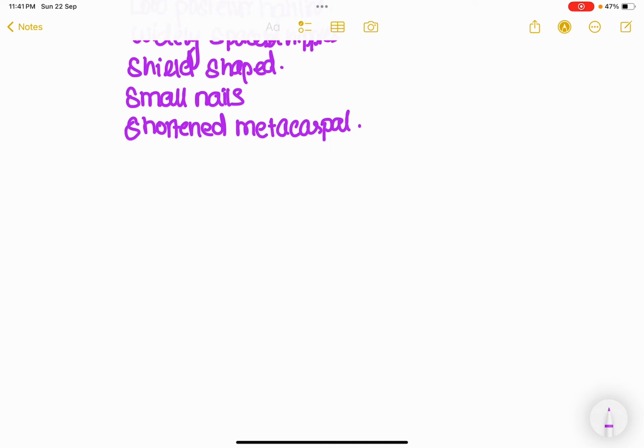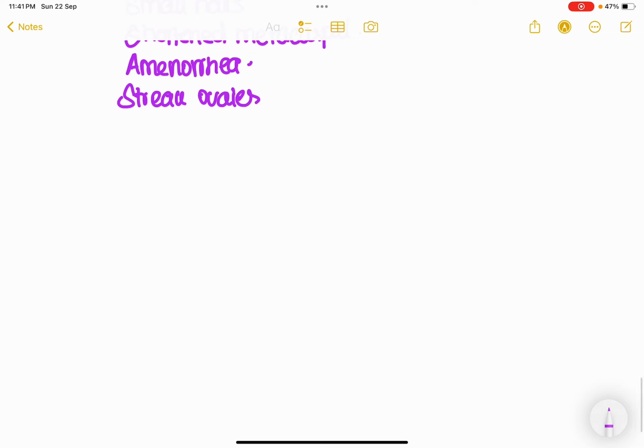And since the uterus is hypoplastic, the patient will never have any menstruation. So amenorrhea is also a feature. And the ovaries are going to be streak ovaries, which is also known as underdeveloped ovaries. How about the breast development? Breast development is going to be absent or underdeveloped, poor breast.